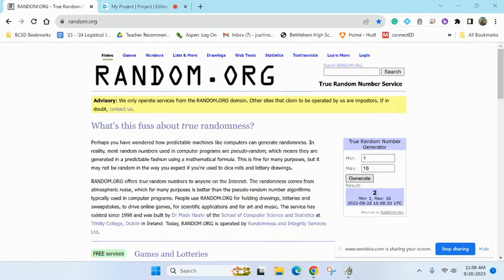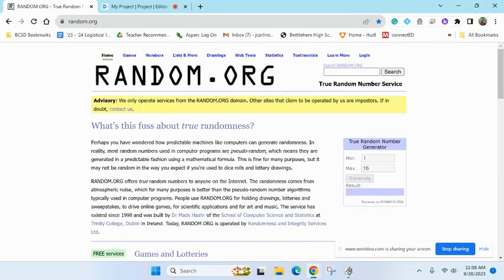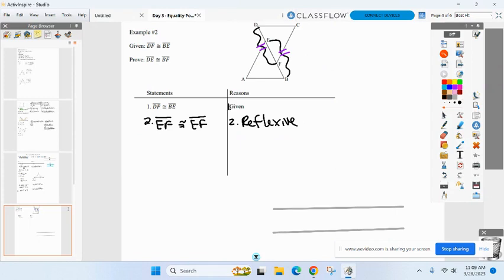Zoe, back to you. Did you find that segment you want to subtract from both? Yeah. EF, darn right. Reflexive. Now you have 2. Now subtract for me. Tell me which segments you're subtracting from each other. Gabby, back to you. Yep, equals. Good job.